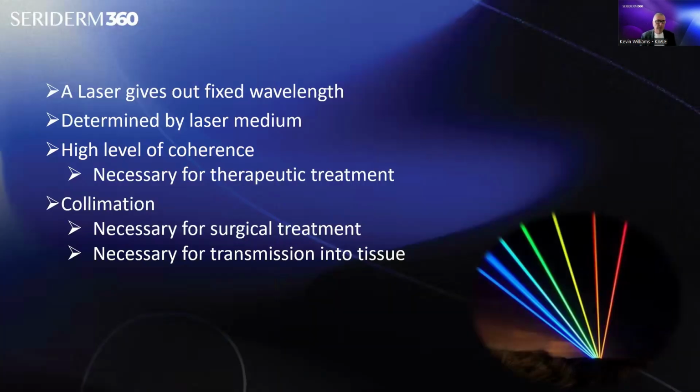Okay. So a laser gives us a fixed wavelength determined by the laser medium. They're highly coherent and it's a collimated beam. It allows us to get the best possible transmission into the tissue for a specific target chromophore. And that's what's exciting about a laser.